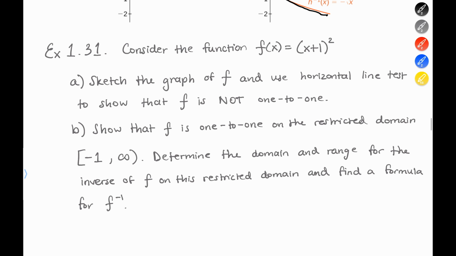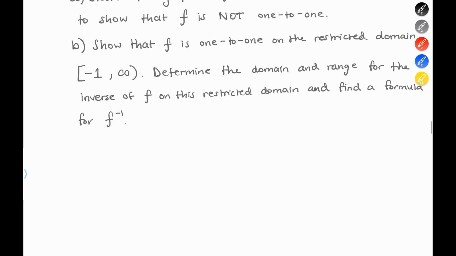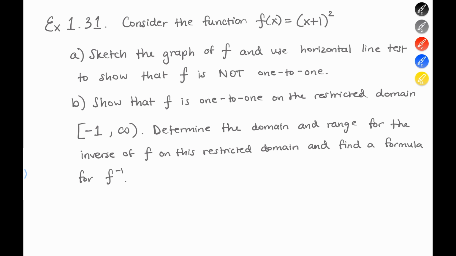So now let's take a look at this example 1.31. It says consider the function f of x is equal to (x plus 1) all squared. So it says A, sketch the graph of f and use the horizontal line test to show that f is not 1 to 1. For B, it says show that f is 1 to 1 on the restricted domain -1 to infinity, including -1. Determine the domain and range for the inverse of f on this restricted domain and find the formula for f inverse. Okay, so let's start. That was a lot of information, but let's start with part A.